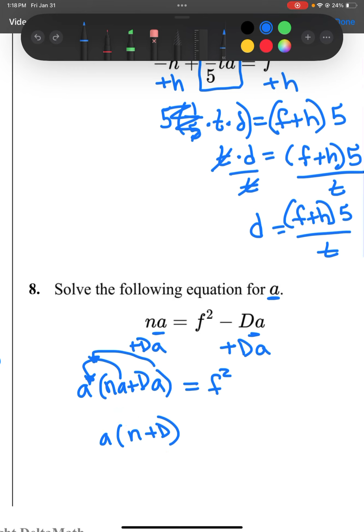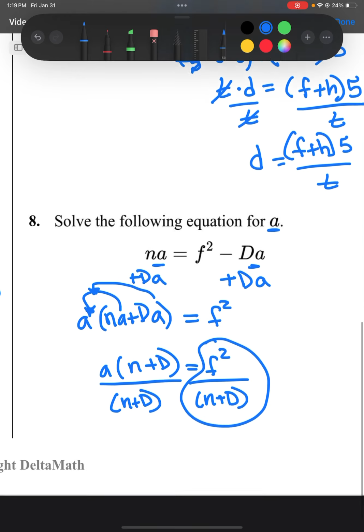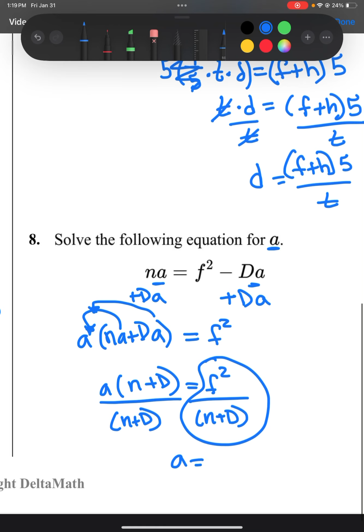So you're left with this equals f squared. Now you see we have an a times something, right? So let's divide by that something, which is the n plus d. So you could write it exactly like this, or you could have your equation look without parentheses. As long as the n plus d are together and there's nothing near it, you're fine. That should be how it is.